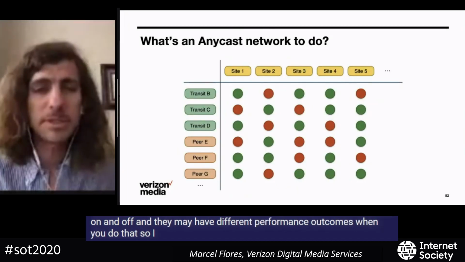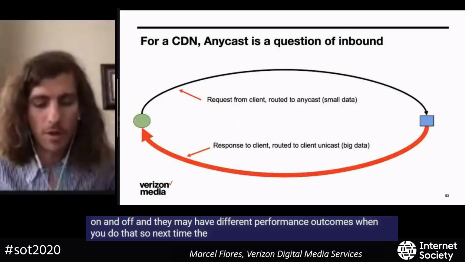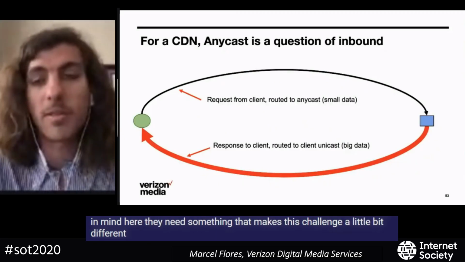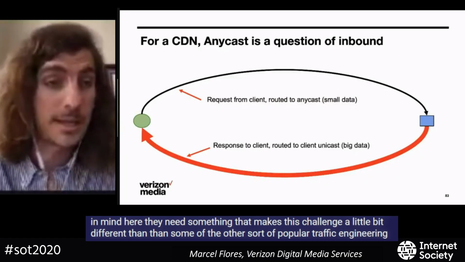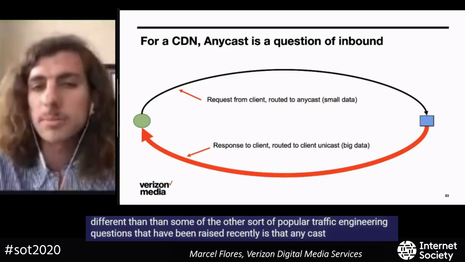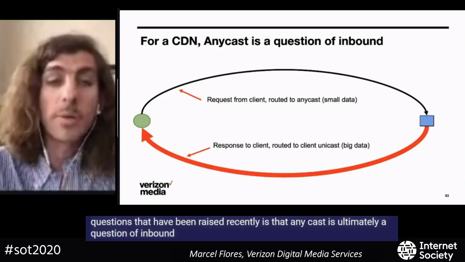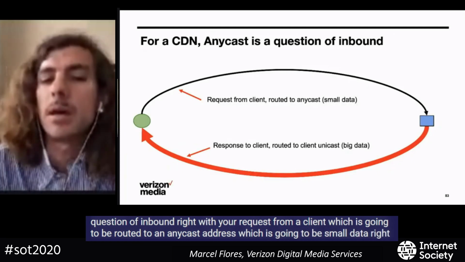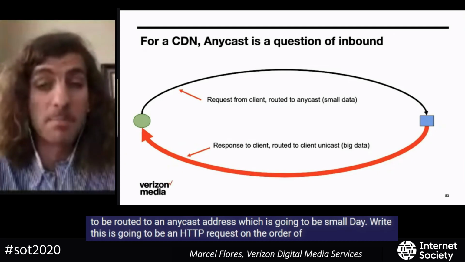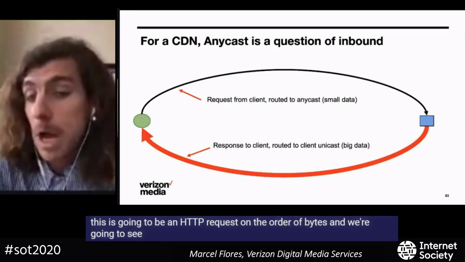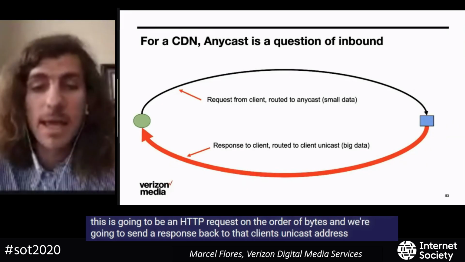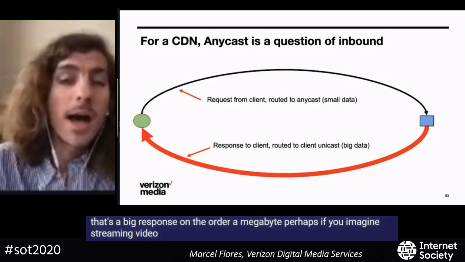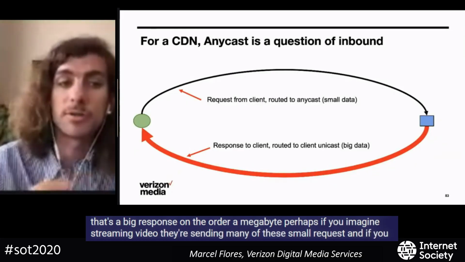Next slide, please. So that's the overall thing. But an important thing to keep in mind here, and something that makes this challenge a little different than some of the other popular traffic engineering questions that have been raised recently, is that Anycast is ultimately a question of inbound, right? We get a request from a client, which is going to be routed to an Anycast address, and it's going to be small data. This is going to be an HTTP request on the order of bytes. And we're going to send a response back to that client's unicast address, and that's going to be a big response, on the order of megabytes perhaps. If you imagine streaming video, they're sending many of these small requests and they're getting very large responses.